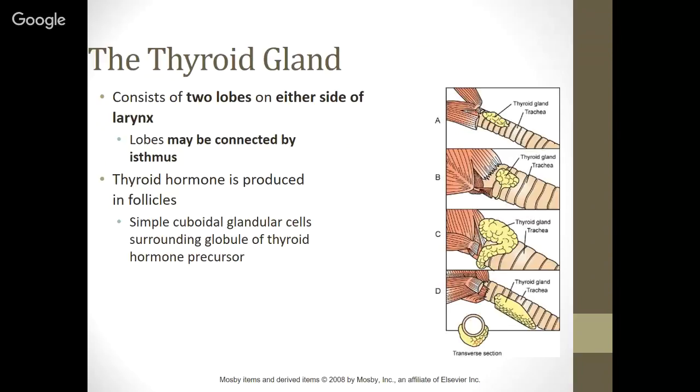The thyroid hormone is produced in follicles, which are simple cuboidal glandular cells surrounding a globule of thyroid hormone precursor. These are different shapes from different species of how you might see the thyroid gland.